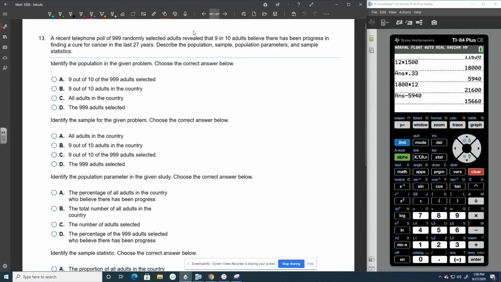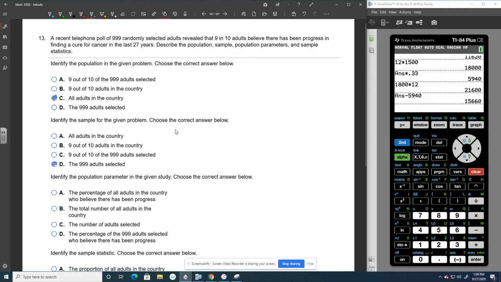Okay, moving on. A recent telephone poll of 999 randomly selected adults revealed that 9 in 10 believe there has been progress in finding a cure for cancer. Describe the population, sample parameters, and sample statistics. So, population is all of the adults in the country. That's the population that we're interested in. The sample that they took are 999 adults that they randomly select.